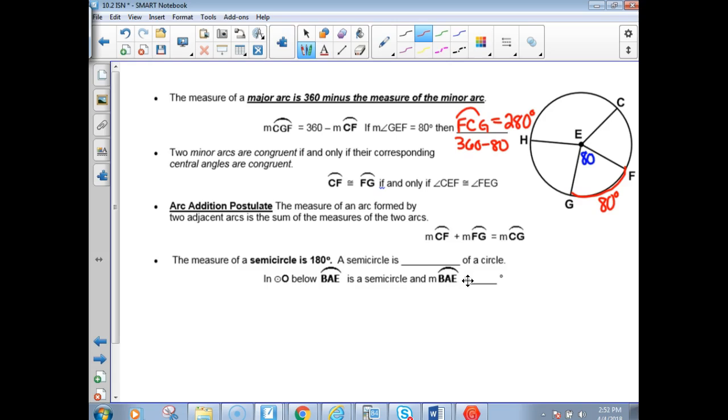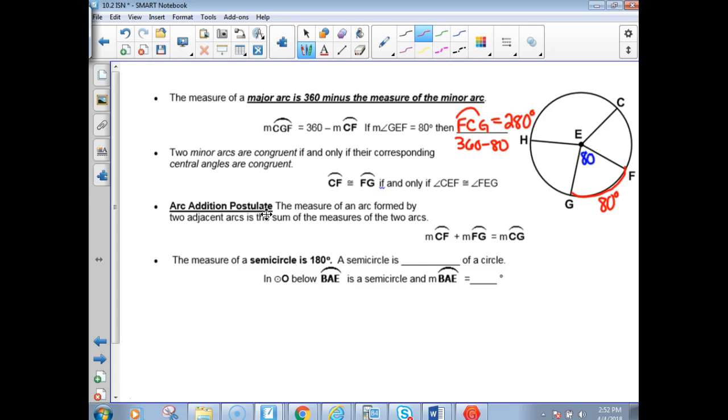Okay, you with me? If you know this one arc, you can get the rest of the circle by doing 360 minus that angle. Two minor arcs are congruent if and only if their corresponding central angles are congruent. All that is saying is that if arc CF was congruent to arc FG, then this would have to be 80 degrees as well if that one was 80. Those central angles would have to be equal.